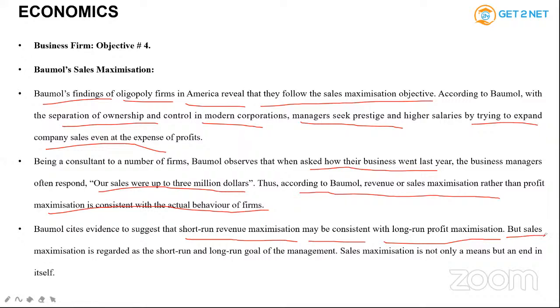But sales maximization is regarded as the short-run and long-run goal of the management. क्यों हम इसको मानते हैं? Because sales maximization is not only a means but an end in itself. Okay, so this is the fourth objective of business firm. Any doubt? No, ma'am. Fine, आगे चलते हैं.